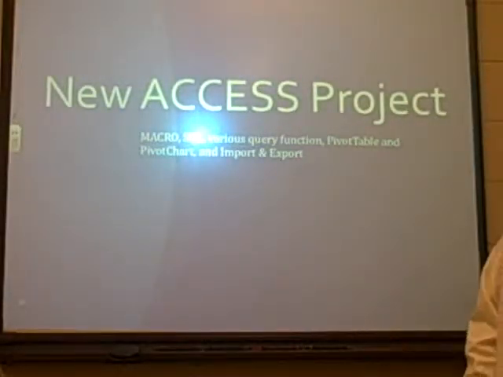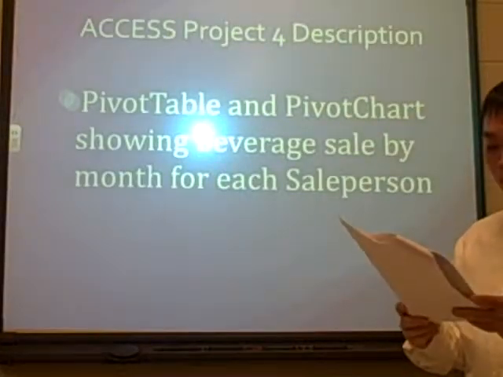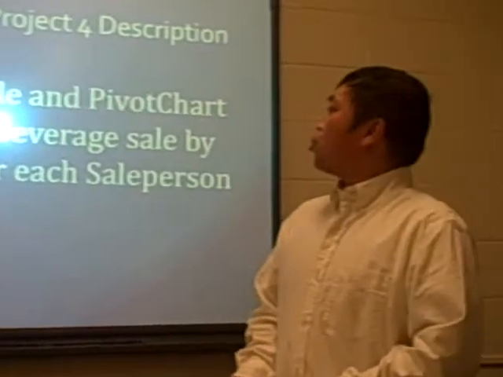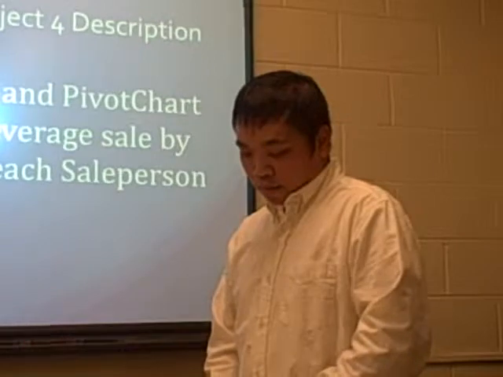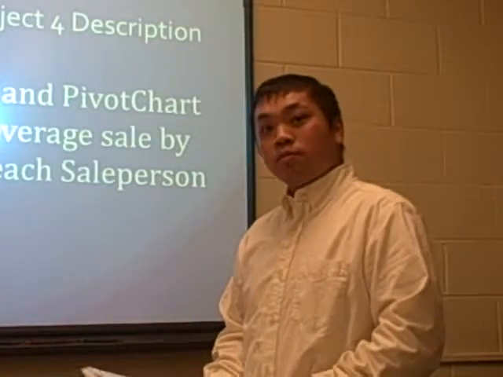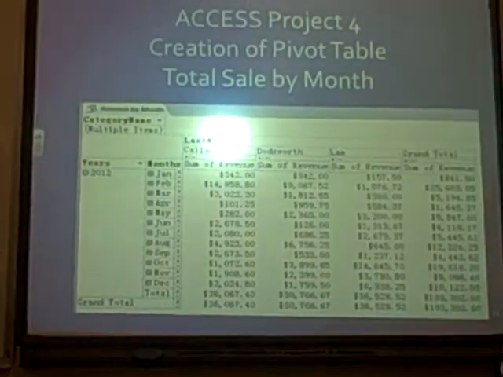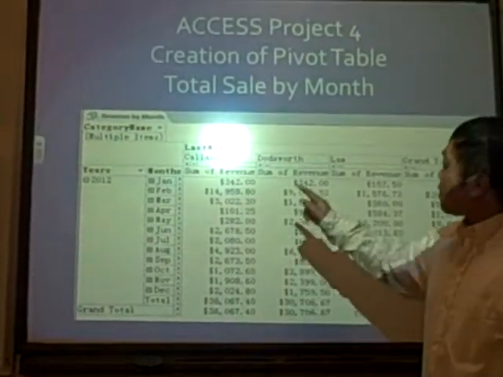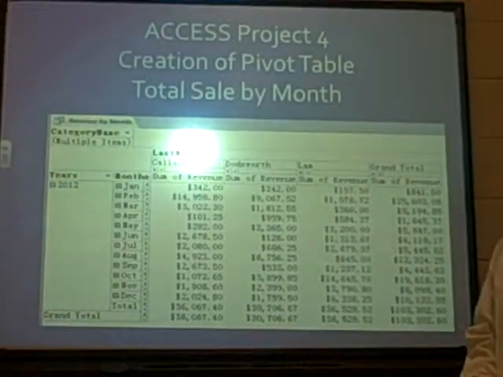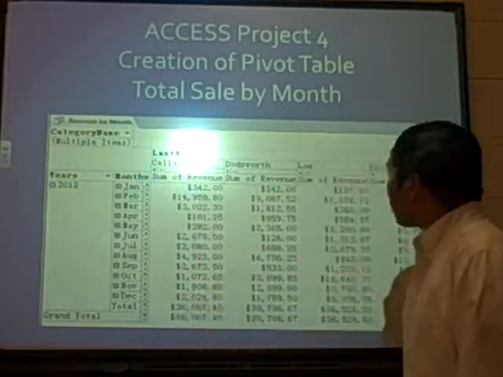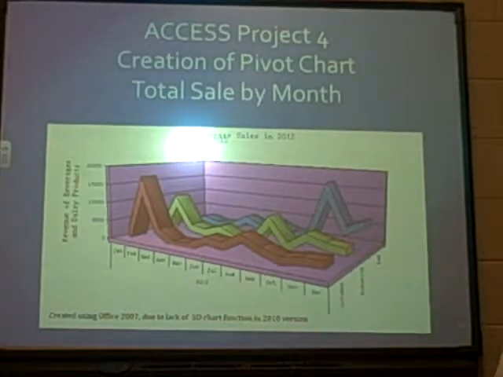And this is the new project that we have for this company. This company wants us to make a chart so they can evaluate the performance of each salesperson. So we created a pivot table and a pivot chart showing the performance. This is what we get. We sum up all the revenue made by a specific salesperson and categorize it by month, including the table, and we created a pivot chart based on that data.